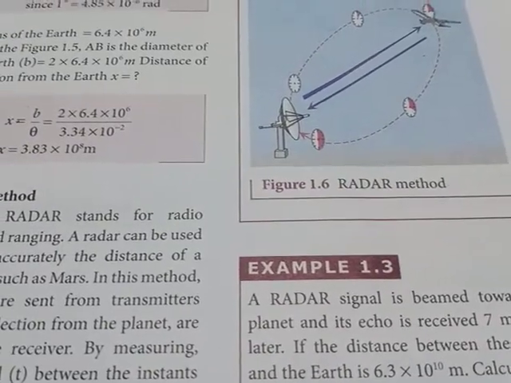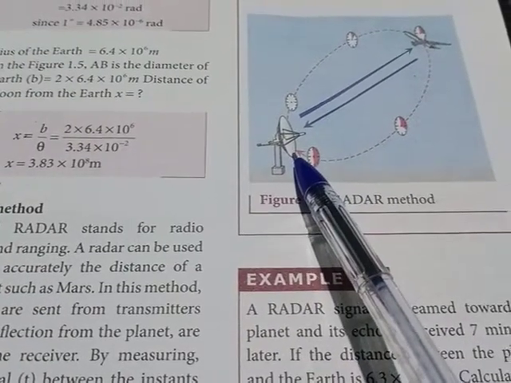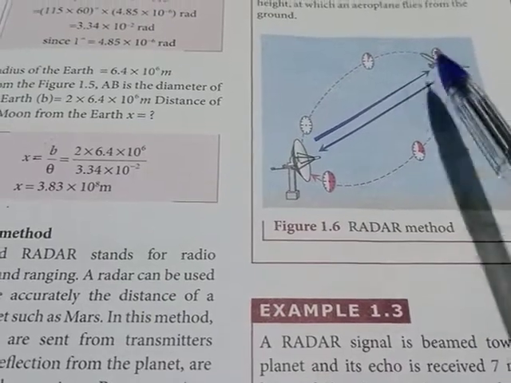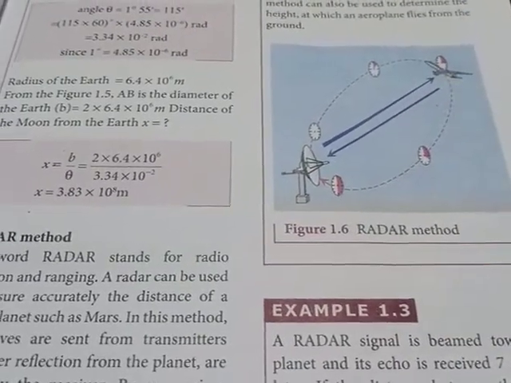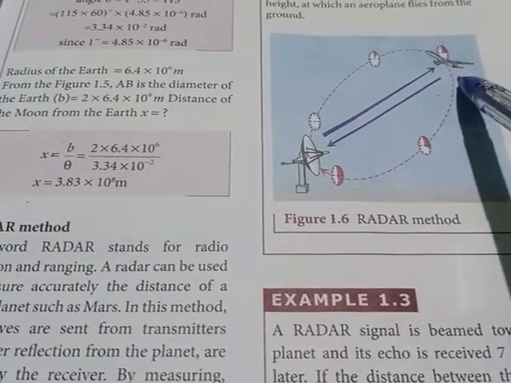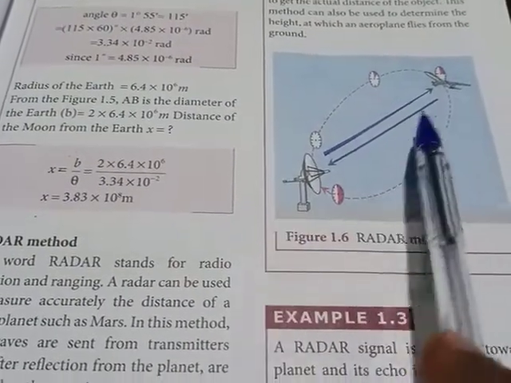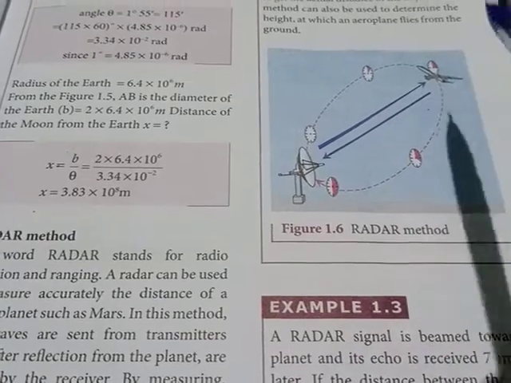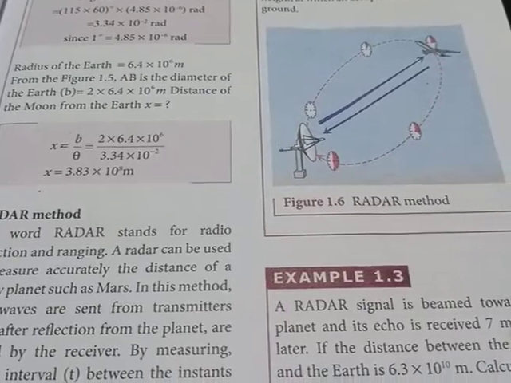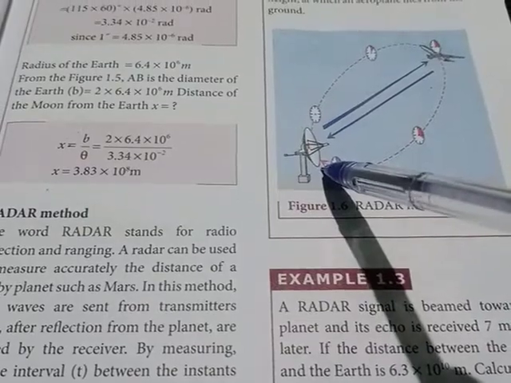You can see this is a transmitter, and this is an aeroplane. So you know that by using this radar system, the flight position and all are found. Not only the flight position, but also the planet position and how much distance it is far from the earth and all are found by using this radar method.